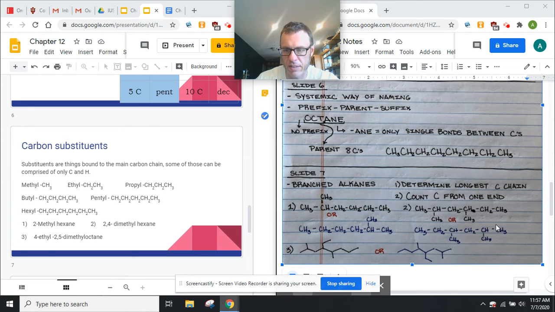2,4-dimethylhexane. Well, we've got our hexane again. Di means 2, so there are 2 methyl groups on carbon number 2 and carbon number 4. Here, carbon number 2, carbon number 4. What's important to note about this one right there is that carbon needs to make 4 bonds. It's got 1 bond there, 1 bond there, 1 bond there, and that 4th bond is going to be to this hydrogen. So that's how we do branched.